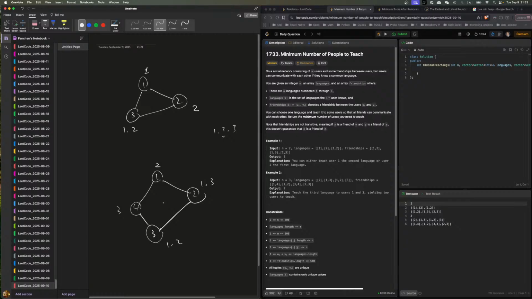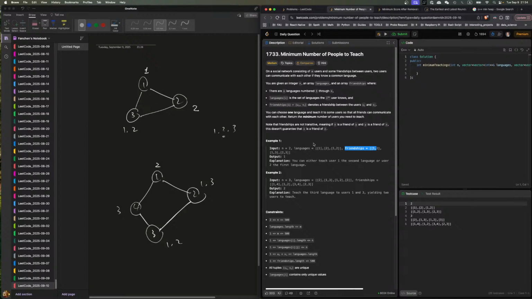Because we need to guarantee that after we teach, every pair of nodes will share the same, like there has to be one number shared among everyone. Then what is this friendship? I don't even need this friendship. Why do we need this friendship? What was the purpose of this friendship?